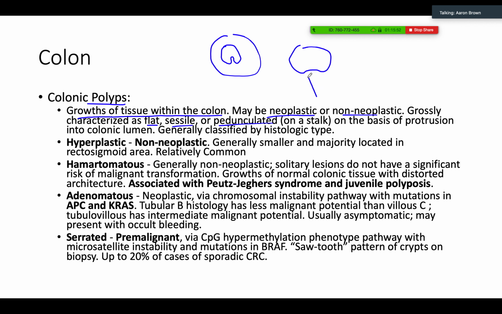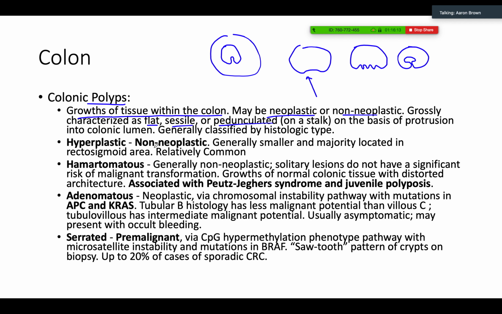Okay, so you can see how this lesion would be easily missed, a flat lesion like that. Sessile means it's sort of S-shaped. Sessile kind of means it comes up and down like this. And pedunculated, you can think about a mushroom. So pedunculated, it kind of grows out and it has a stem. Okay, so those are our 3 major types of polyps.